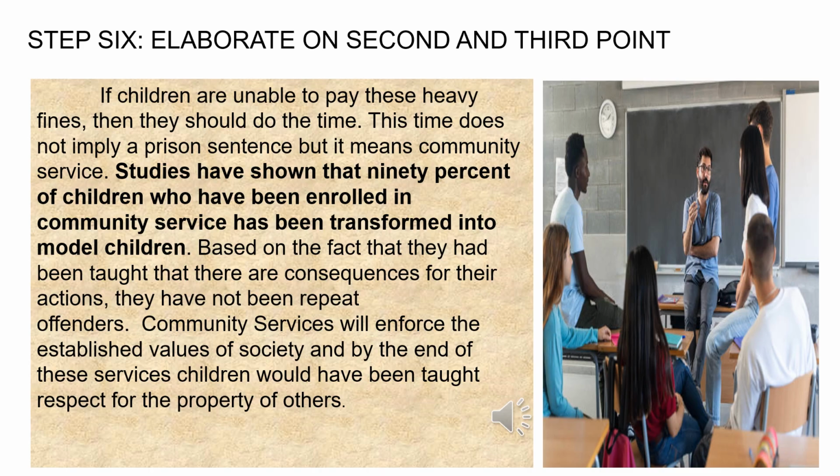So studies have shown that 90% of children, remember again we said studies, research and all are ingredients in the argumentative essay, right? So these have shown that 90% of children who have enrolled in community service have been transformed into model children based on the fact that they had been taught that there are consequences for their actions. They have not been repeat offenders. Community service will reinforce the established laws of society, and by the end of these services, children would have been taught respect for the property of others. So you see, the writer didn't deviate from the stance that they have taken, right?